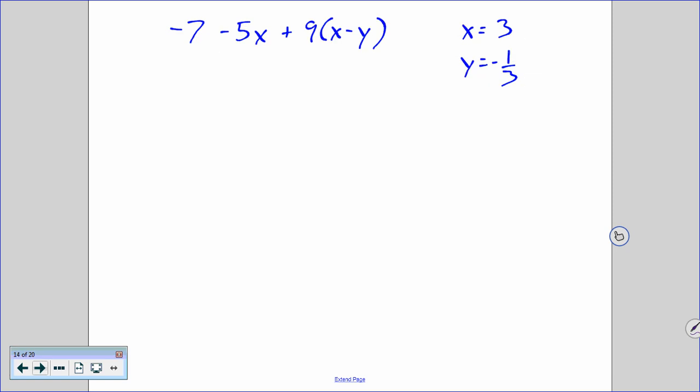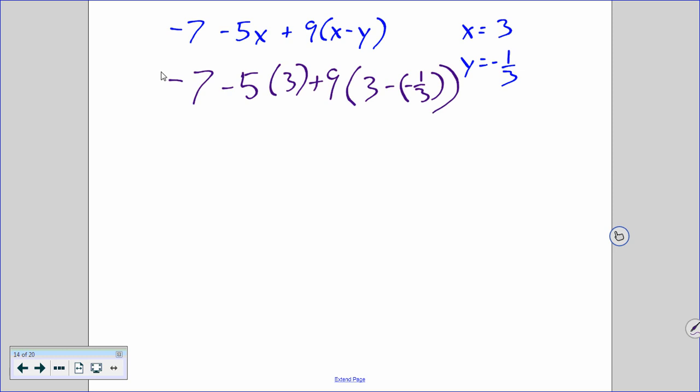All right, let's plug it in. Oh, fractions. Love fractions, right? Minus 5 times 3 plus 9 times 3 minus a negative 1/3. All right, so you're going to start with your parentheses. If you know the distributive property, you see 3 and negative 1/3. You can get rid of that fraction real quick if you'd like, because I know a lot of people don't like working with fractions. But if not, maybe we'll do it both ways.